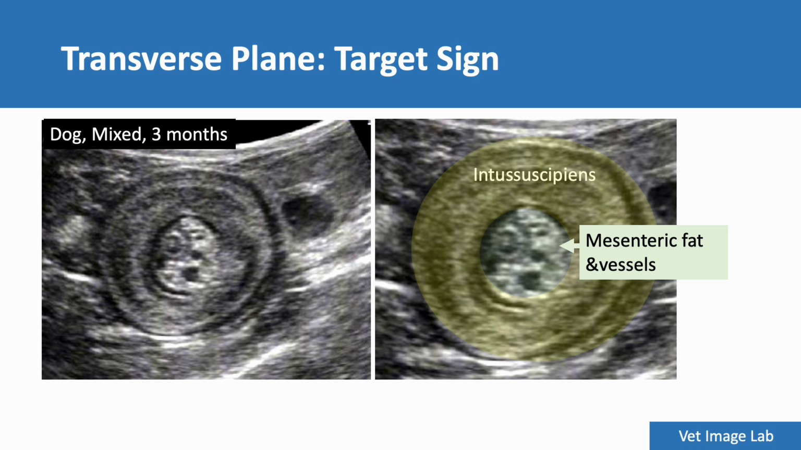This is mesenteric fat. If we look carefully within this echogenic fat, we can also see small anechoic round or tubular structures. These are mesenteric vessels. This central echogenic fat and vessels are dragged into the lesion along with the intussusceptum, and they help explain the complex appearance of the target sign.